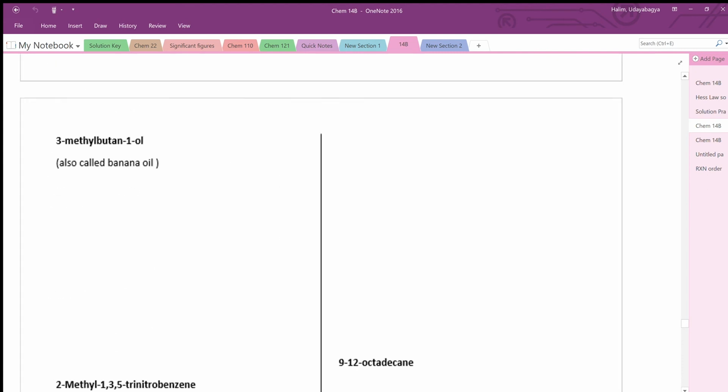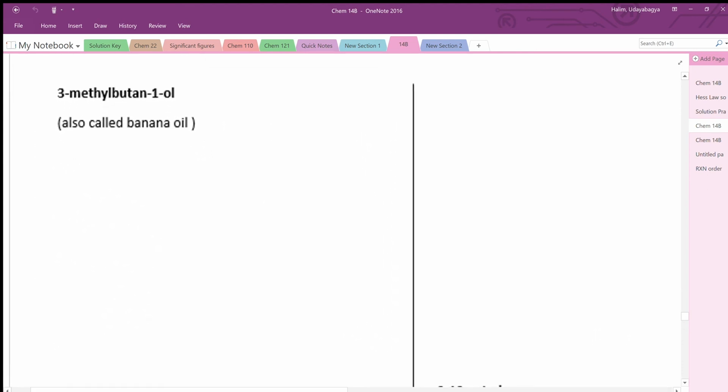So let's do 3-methyl-butane-1-ol. Did we do this particular page or not? Not yet? Okay. 3-methyl-butane-1-ol. So now I'm including a carbon chain and a functional group, ol, which is short for alcohol. So the last name is still the same. The last name is in the end. So you want to know this is your last name and this is your first name.